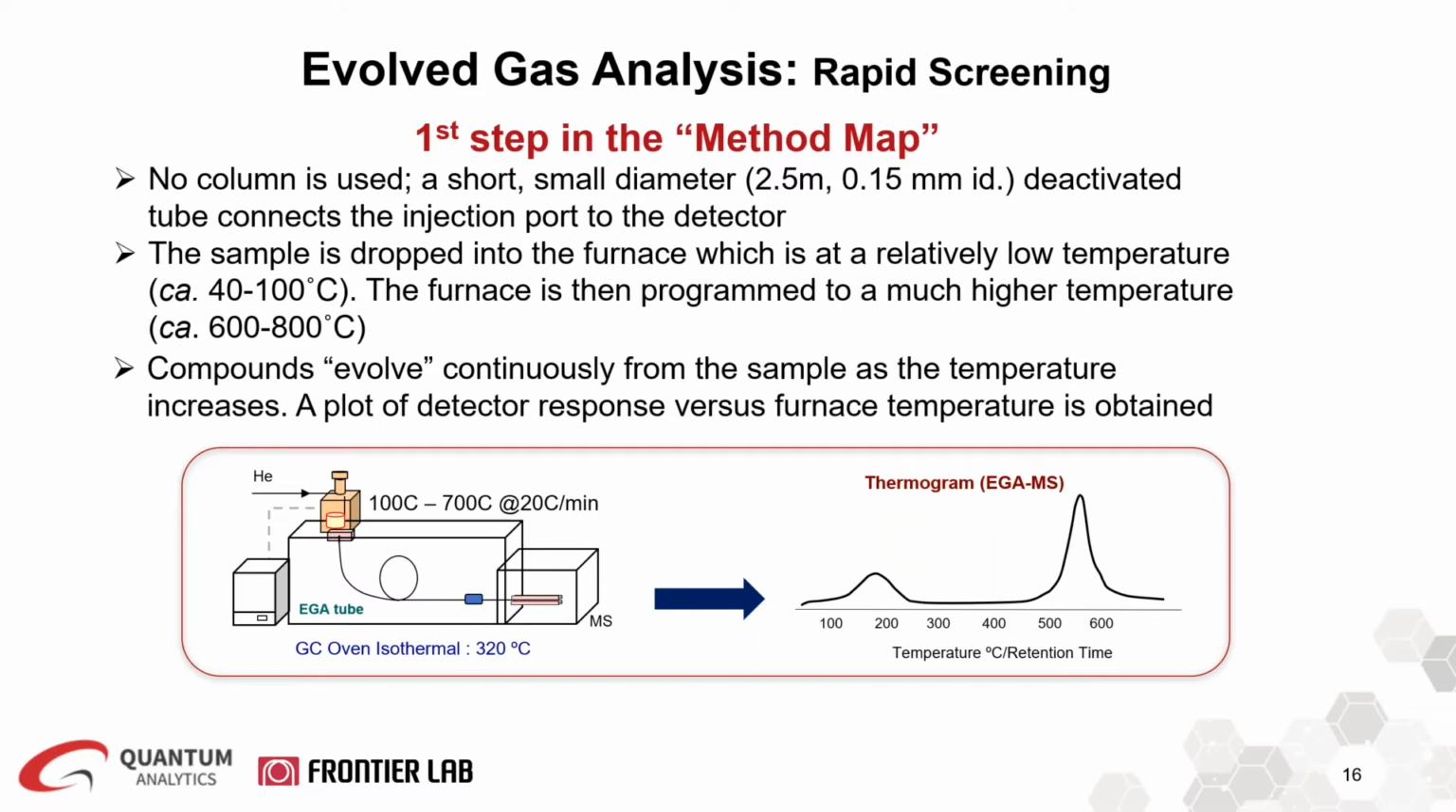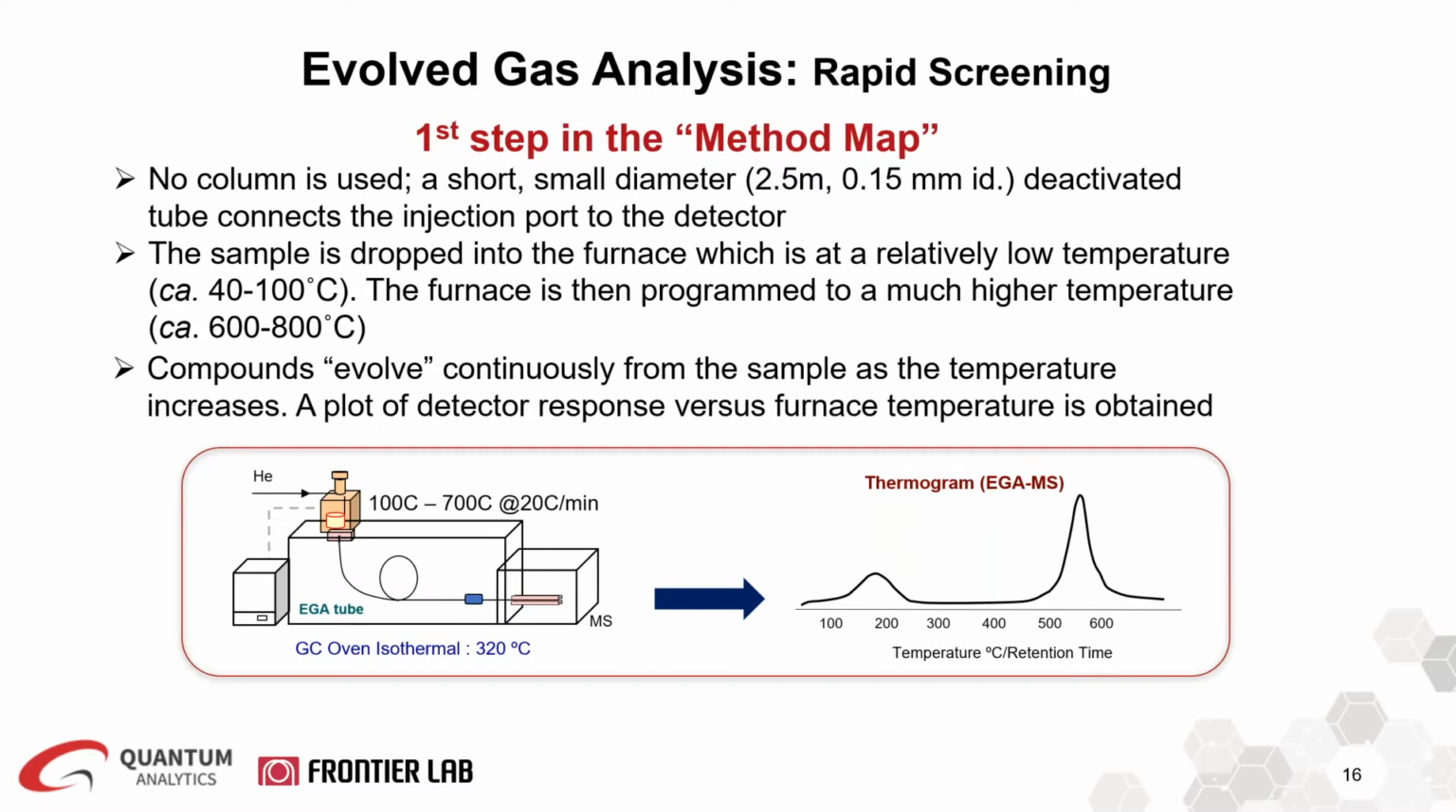Compounds evolve continuously from the sample as the temperature increases. So then a plot of detector response versus furnace temperature is obtained, as you could see in this figure on the right-hand side. Your x-axis is the furnace and your sample temperature, as well as the retention time, and then the y-axis is the intensity.